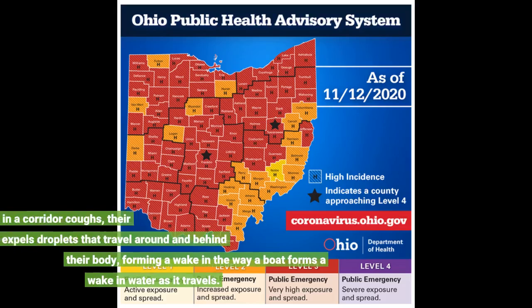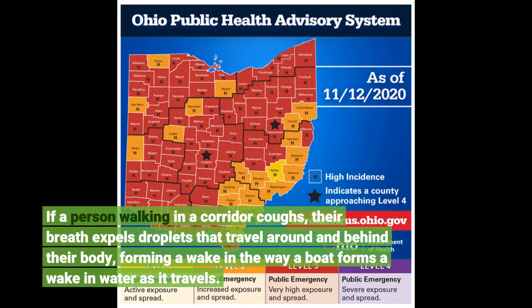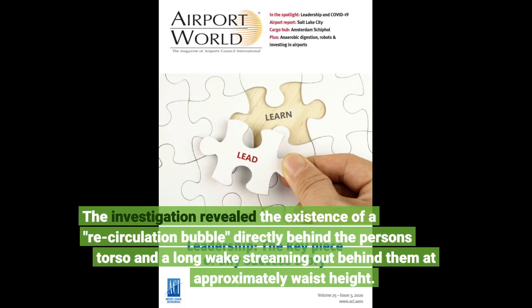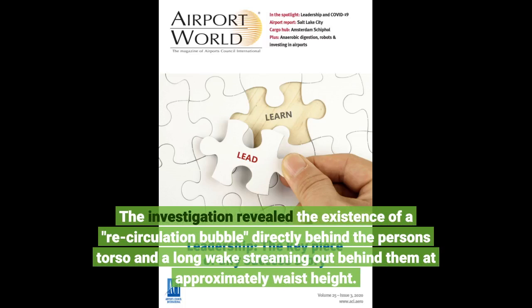If a person walking in a corridor coughs, their breath expels droplets that travel around and behind their body, forming a wake in the way a boat forms a wake in water as it travels. The investigation revealed the existence of a recirculation bubble directly behind the person's torso and a long wake streaming out behind him at approximately waist height.